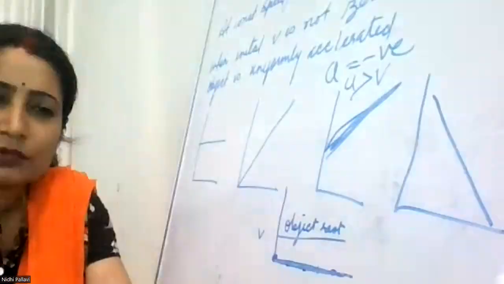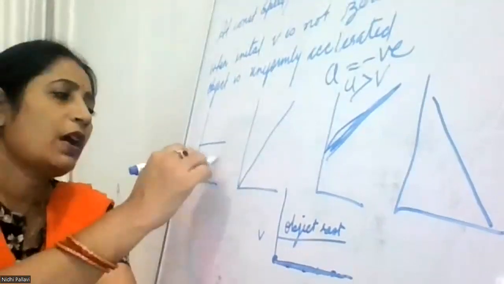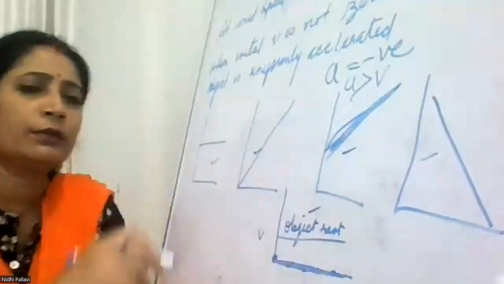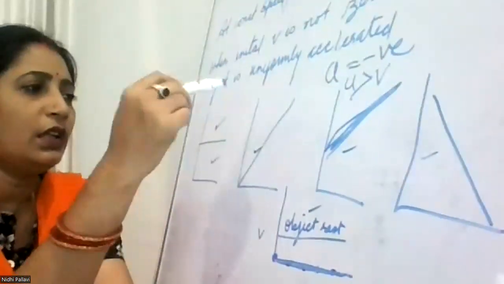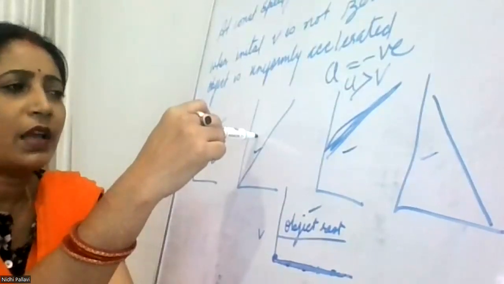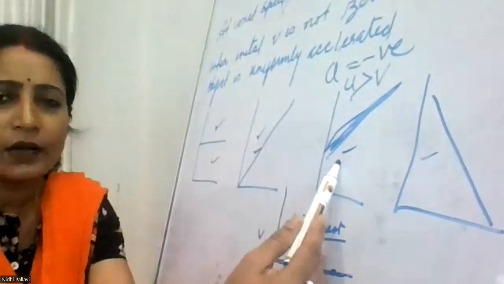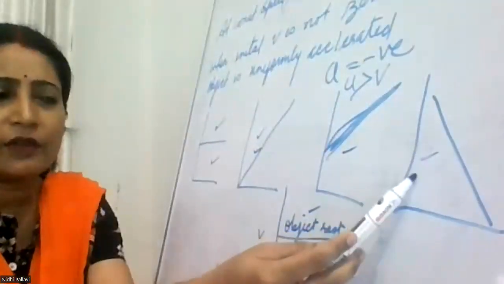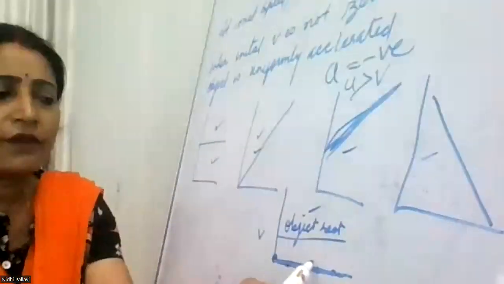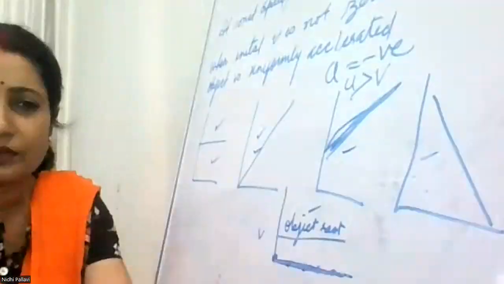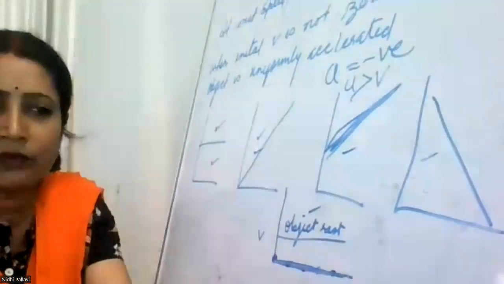So altogether, how many graphs are there? 1, 2, 3, 4, 5. 5 graphs. Uniform velocity, then uniformly accelerated. This is when the initial velocity is not at rest, and this is when the initial velocity is higher than the final velocity, and the last graph is where the object is at rest. Clear, everyone?